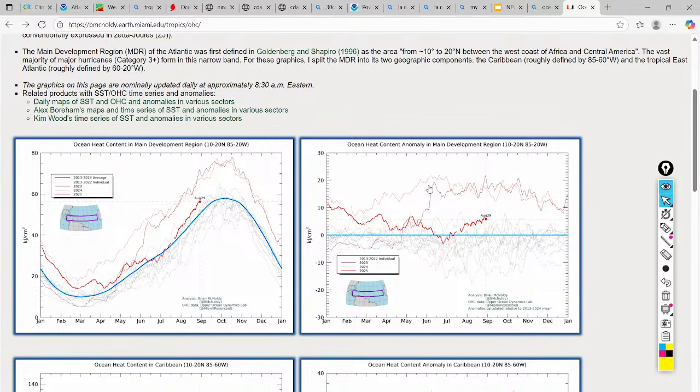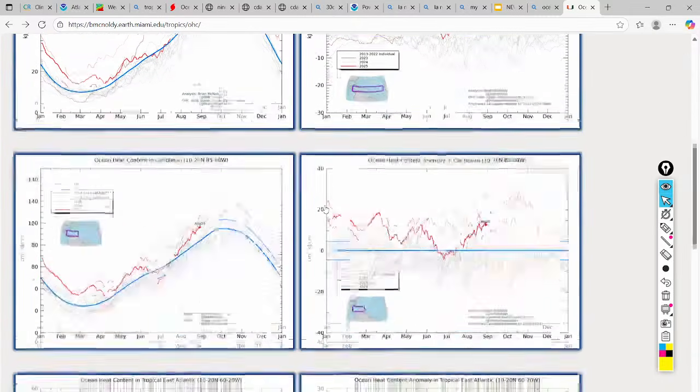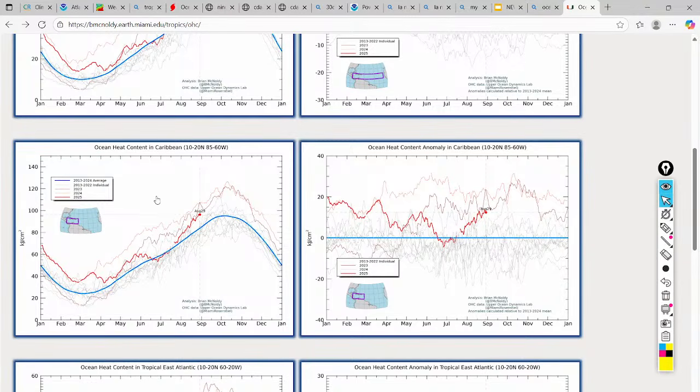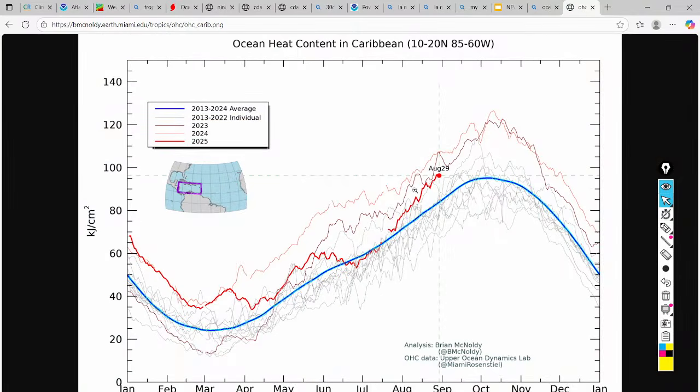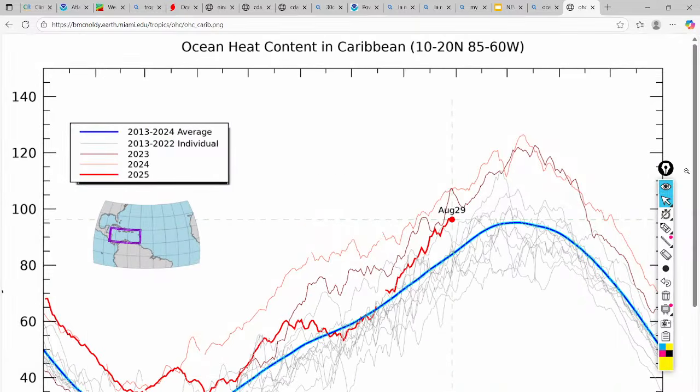When we take a look at the ocean heat content in the main development region, that's good. When we take a look at the ocean heat content in the Caribbean, even though we are not up to 2024, this is 2024, this is 2023, and this is 2025. Out of those three years, 2025 is on the lower end, but we're still very above average and still going above average. If we see any bigger increase in ocean heat content, look at where this leads us.